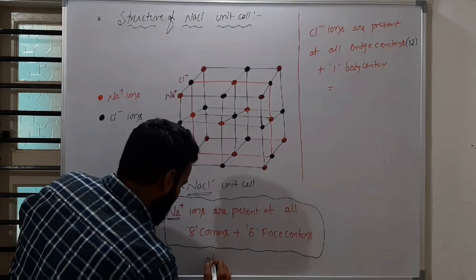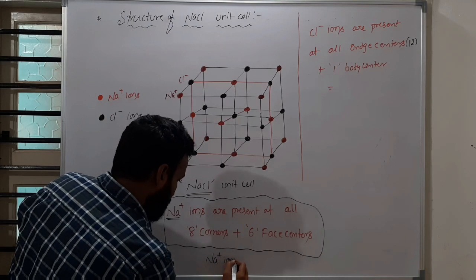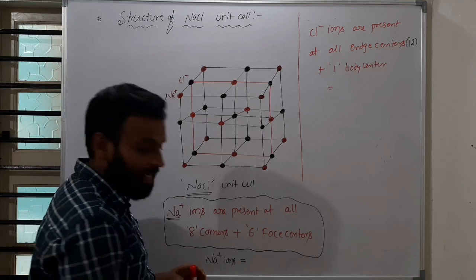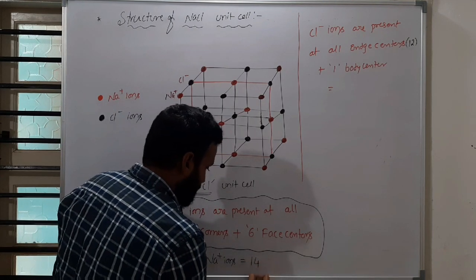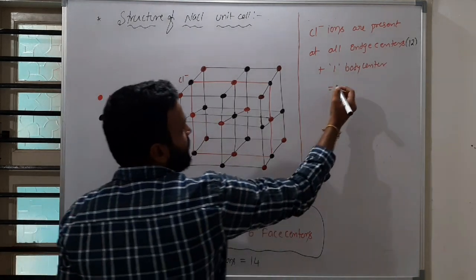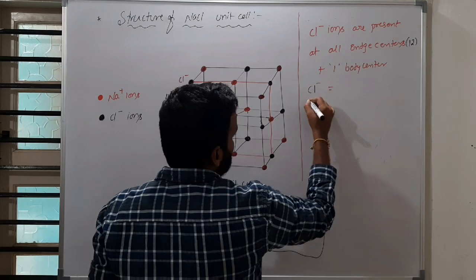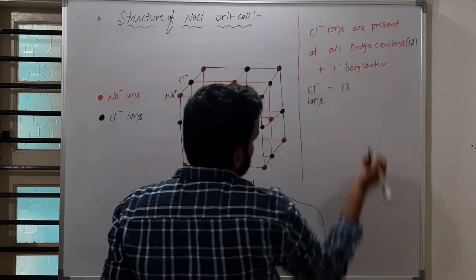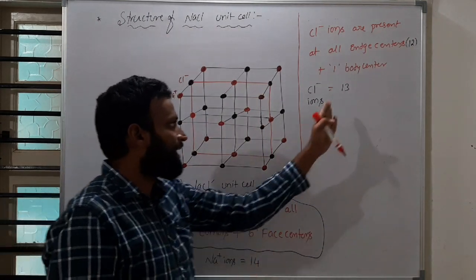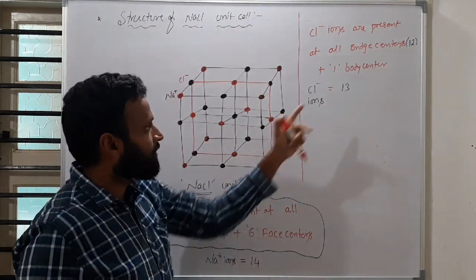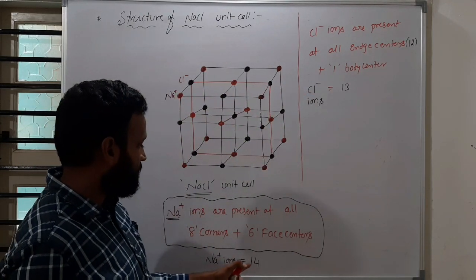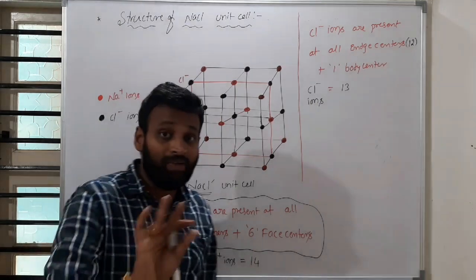Therefore, Na plus ions are equal to 8 plus 6, which means 14 Na plus ions are there. In a similar way, how many Cl minus ions are there? Cl minus ions are 12 plus 1, 13. This number can be reversed, meaning 13 Na plus ions and 14 Cl minus ions. Like that also. They will mention it, you have no need to worry.